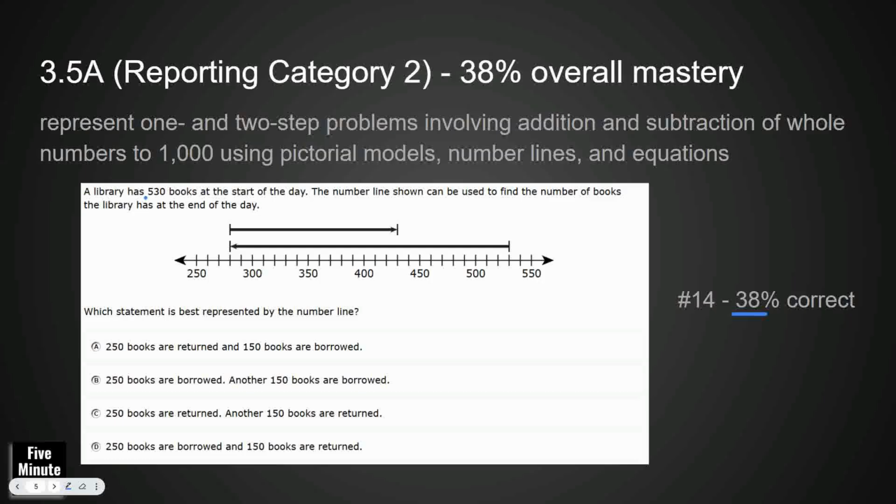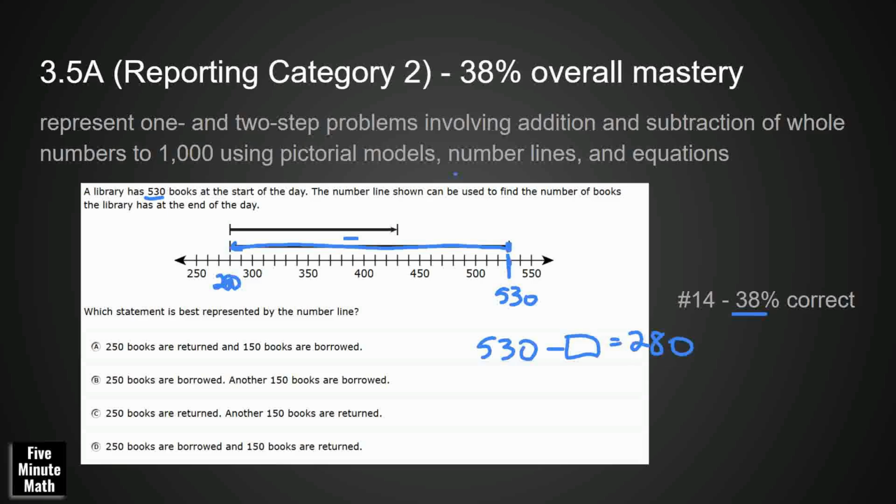So a library has 530 books at the start of the day. Where's 530? 530 is right there, which means I'm thinking I should start with this ray because that's got a starting point, and then it goes to the left. So what does that mean? And it ends with 280. So that's going to be subtracting something. So 530 minus something is going to get me 280.